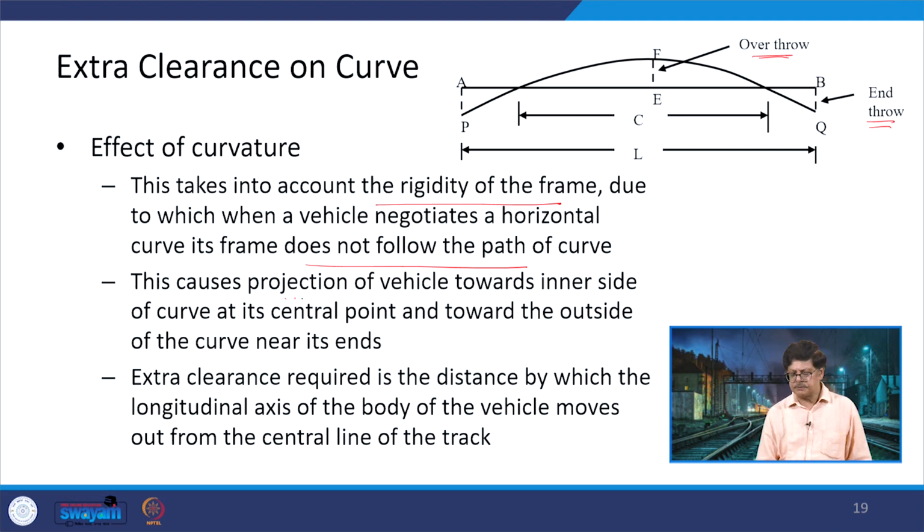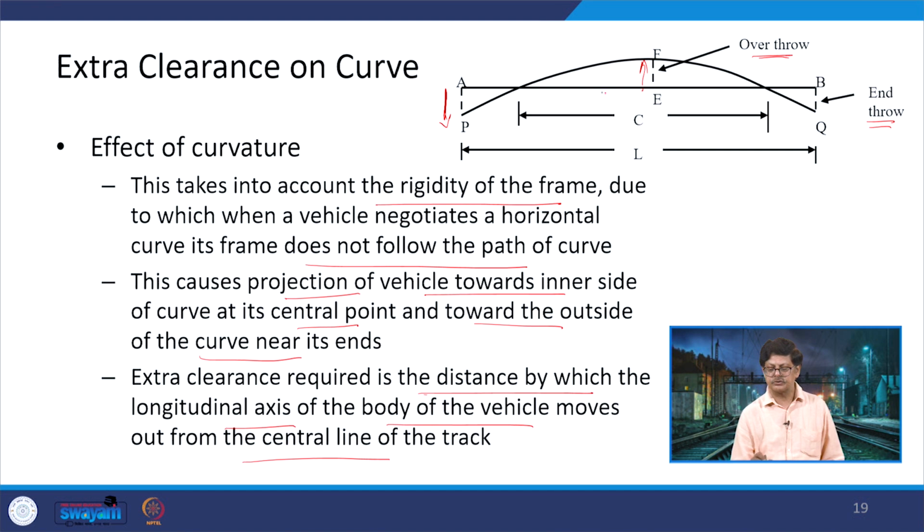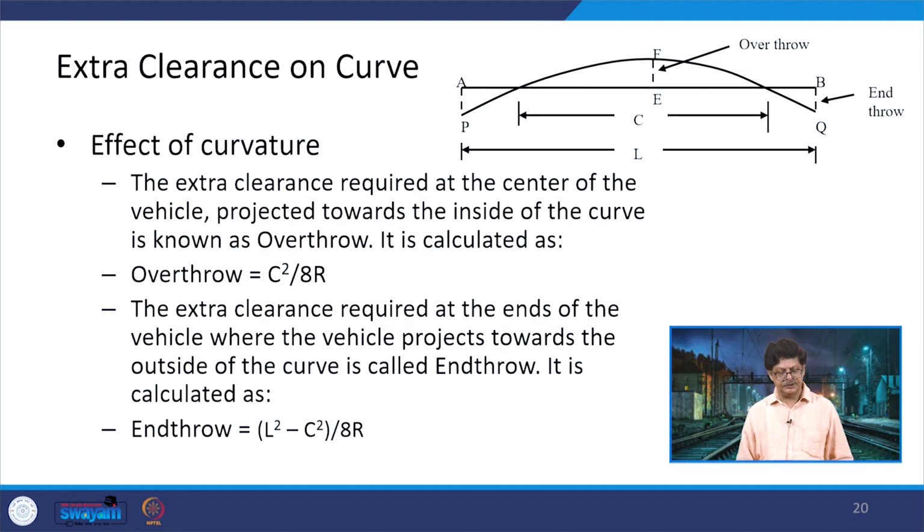It causes the projection of the vehicle towards the inner side of the curve at its central point and towards the outside of the curve near its end. So, it is going outside of the curve near its end, and on the inner side there is a projection in the middle. So, there is an overthrow and there is an underthrow which is happening. So, extra clearance is required, which is the distance by which the longitudinal axis of the body of the vehicle moves out from the central line of the track. So, this is the central line of the track. With respect to that, it is moving out here. So, that is the value which needs to be considered.